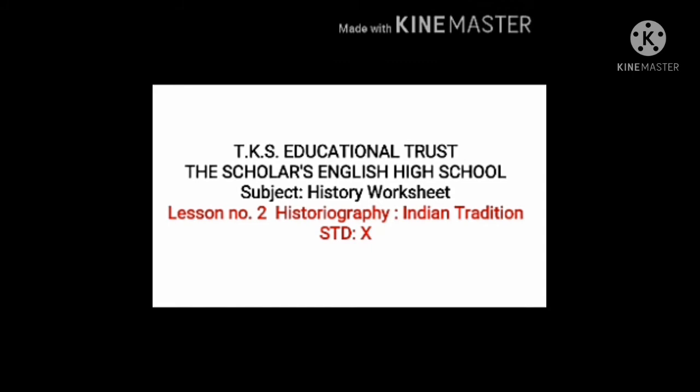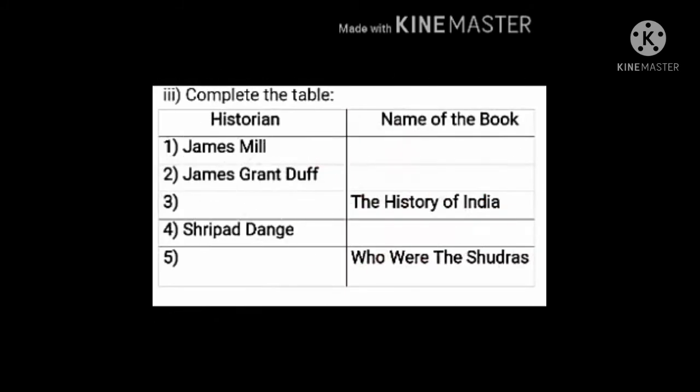Today we will solve the second worksheet of History, lesson number 2, Historiography, Indian tradition. So are you ready with your worksheets? Now let's solve the third one, complete the table. In this, the historian's name and book name are given. If the historian's name is given, then you have to write down the book name written by that historian. If the book name is given, then you have to write down the name of the historian who has written that book.